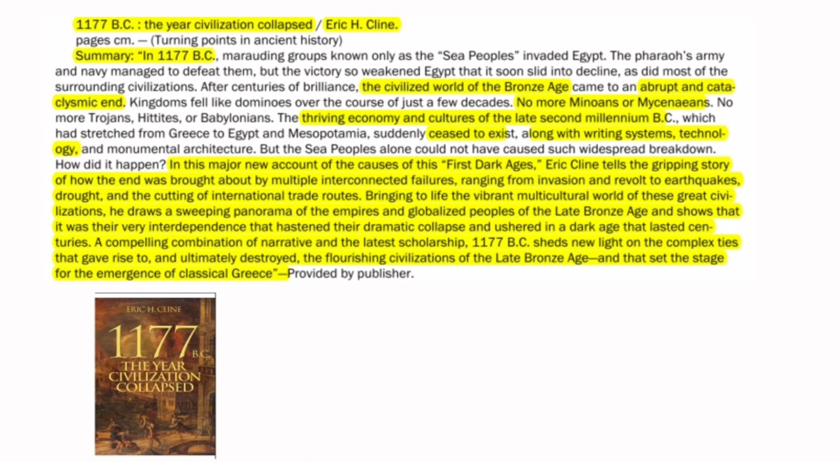A compelling combination of narrative and the latest scholarship, 1177 BC, sheds new light on the complex ties that gave rise to and ultimately destroyed the flourishing civilizations of the late Bronze Age, and that set the stage for the emergence of classical Greek. The Israelites were called the Iron Age Kingdom, along with the Edomites, the Moabites, and the Ammonites. They were not considered a Bronze Age Kingdom, but an Iron Age Kingdom. With the decline of the Bronze Age Kingdoms, then rose the Iron Age Kingdoms, the Israelites, the Moabites, the Ammonites, the Edomites, the Ishmaelites.